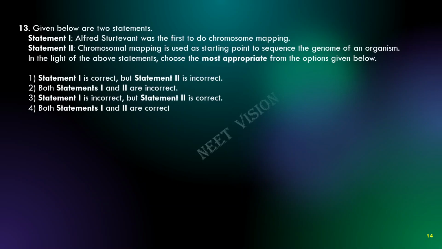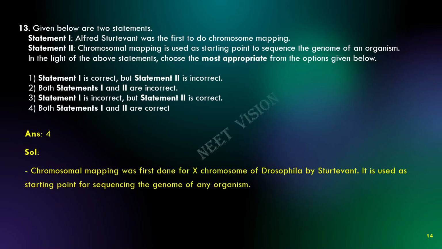Alfred Sturtevant was the first to do chromosomal mapping. Absolutely true. Chromosomal mapping is used as a starting point to sequence the genome of an organism. Absolutely true. Both statements are straight statements, given in the last paragraph on linkage. Statement 1 and statement 2 are correct. The fourth option must be the correct one. Let us see the answer. Fourth one. Chromosomal mapping was first done for the X chromosome of Drosophila by Sturtevant. It is used as a starting point for sequencing the genome of any organism.